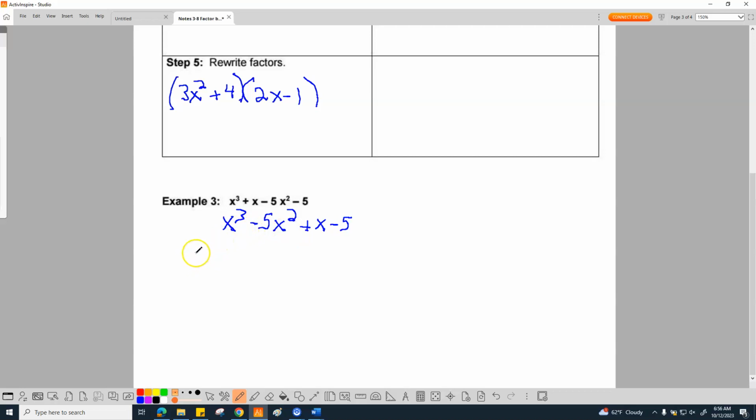Cool. Now we can go ahead and group. So what that means is I have my x cubed minus my 5x squared, and I'm going to slap my parentheses around this. And again, this is not technically mathematically correct. This looks like we're going to be multiplying things, but in this case, it's just a step. So get comfortable with that.